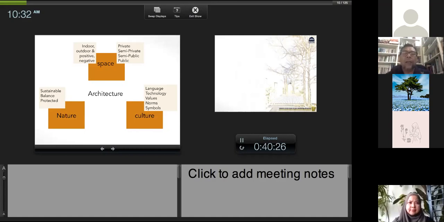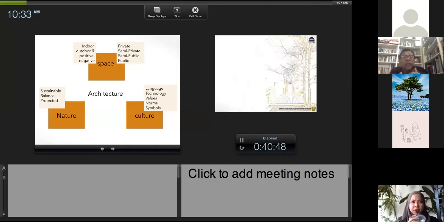And space has a lot more components, a lot more elements. I just mentioned here indoor, outdoor, positive, negative. And there must be a hierarchy of space from the public, as I mentioned just now. If you approach, if you're going to drive, and if I myself am going to drive into your building from far, I should go from very public, to semi-public, semi-private, and to private space. Okay, so this thing needs to be understood and considered in your design.